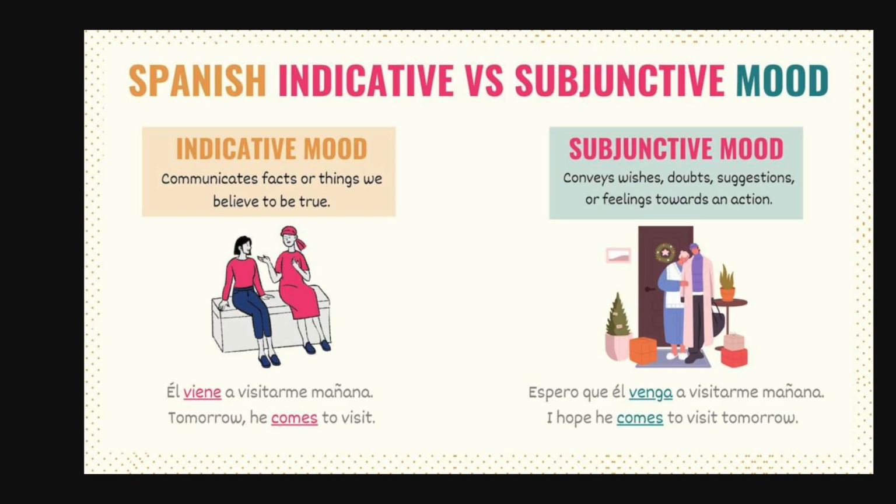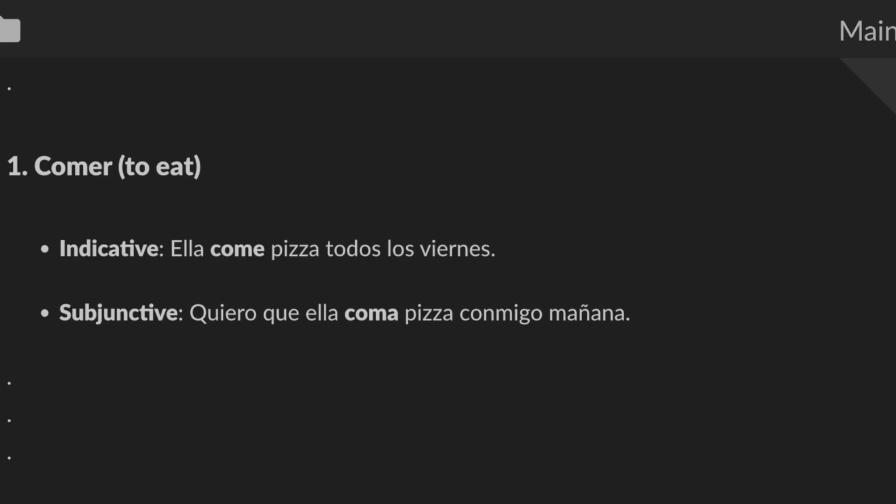Remember, indicative communicates facts or things we believe to be true. The subjunctive mood conveys wishes, doubts, suggestions, or feelings and emotions towards an action. These are the rules of context that you need to keep in mind. So let's do the first one together. In the indicative sentence, it reads, "Ella come pizza todos los viernes." The subjunctive reads as, "Quiero que ella coma pizza conmigo mañana."